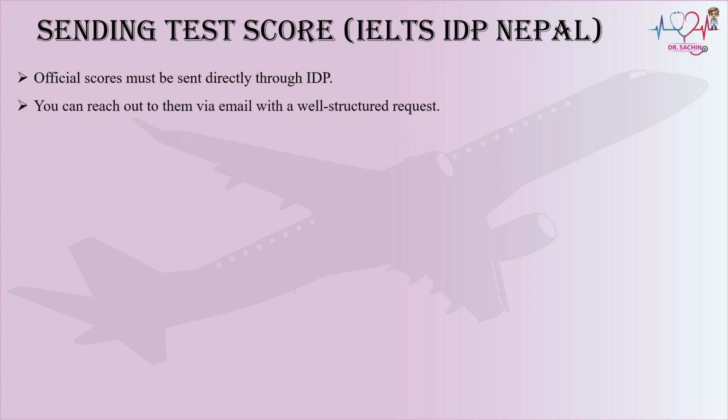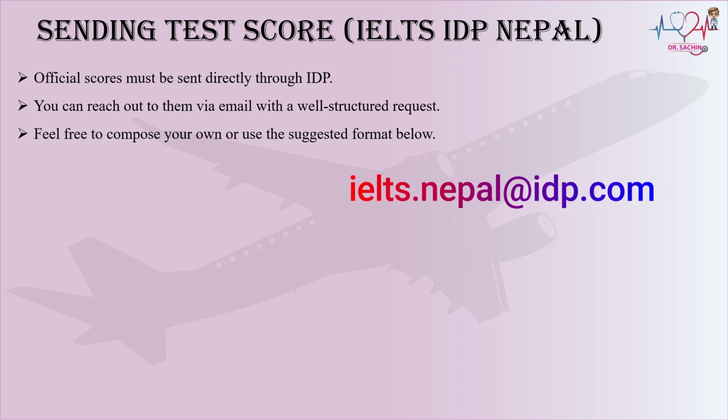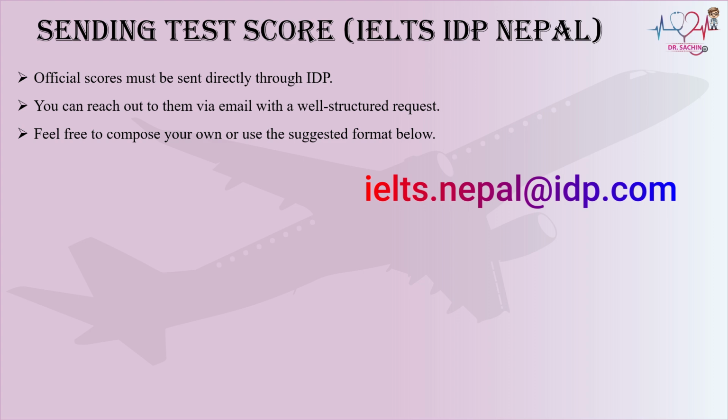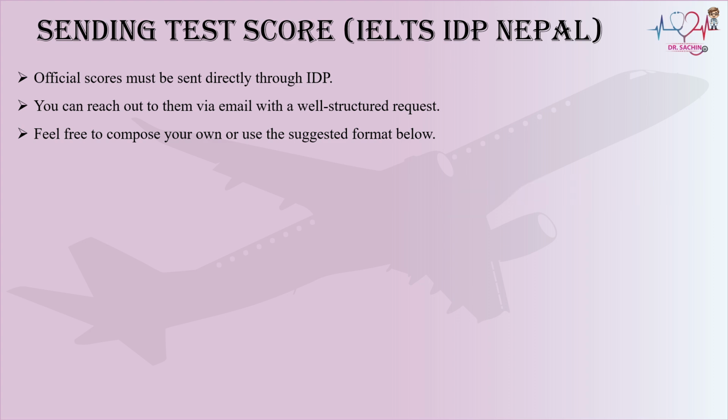Let's see how we can send the IDP IELTS score. Official score must be sent directly from the test-taking institution. In this case, you can say it's IDP. You may contact them via email with a professionally structured request. You can craft your own mail and also refer to the suggested format which I will give you here. Please note the email of IDP IELTS Nepal. It's ielts.nepal@idp.com.